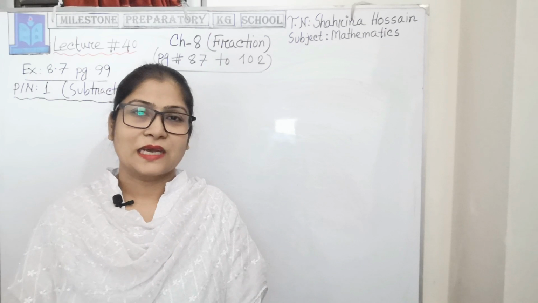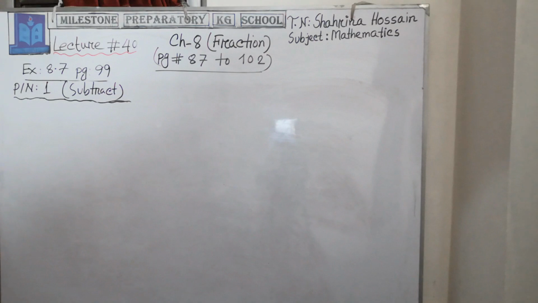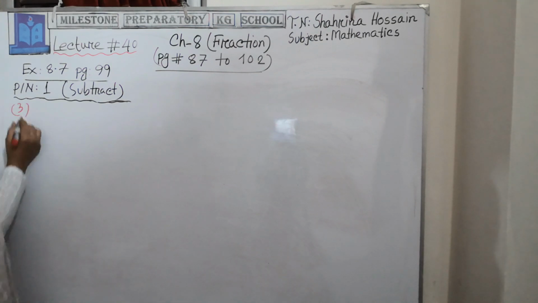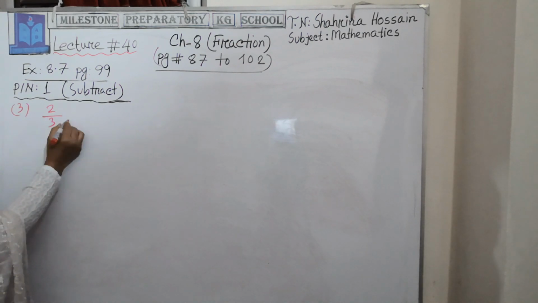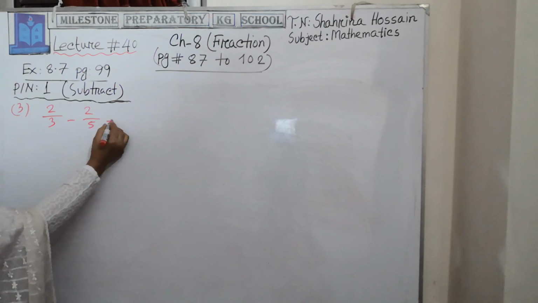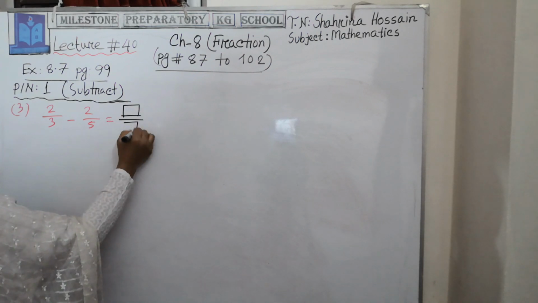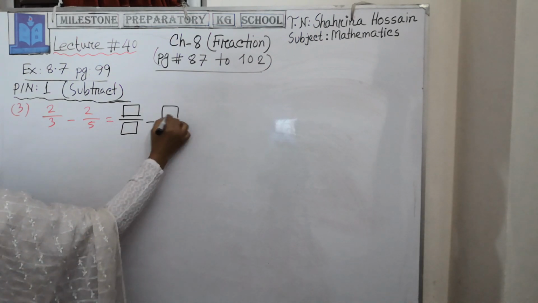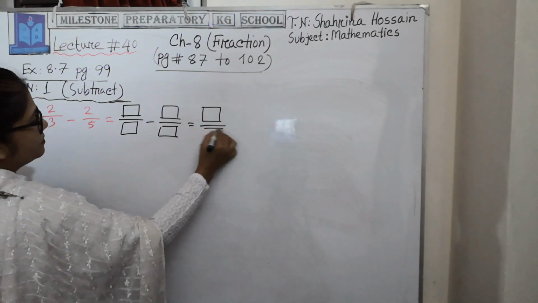Students, after completing the addition, now I will show subtraction. Same exercise 8.7, page number 99. Number 3. Here they are giving the fraction 2 by 3 minus 2 by 5. Then box minus box, then box.